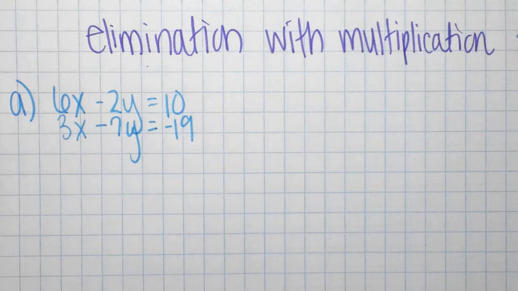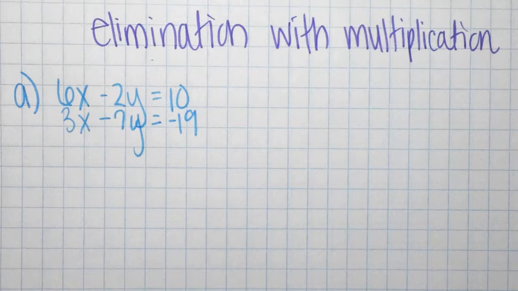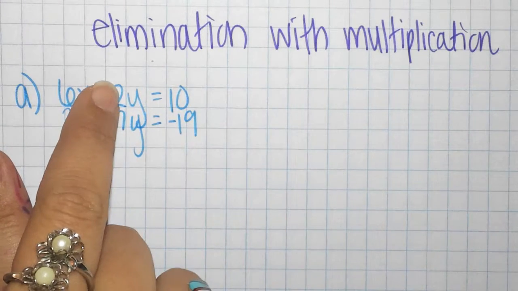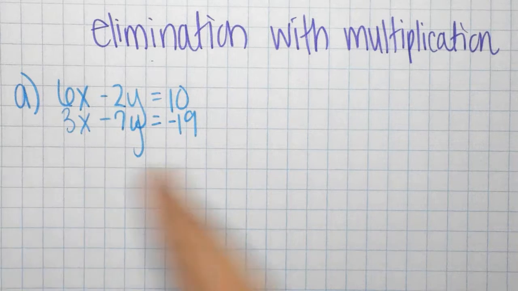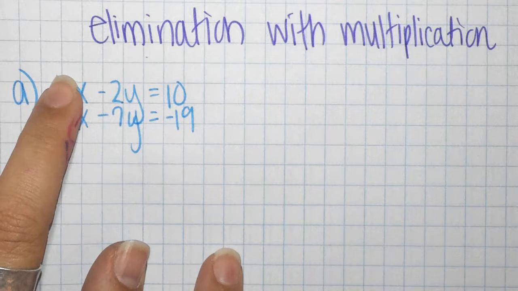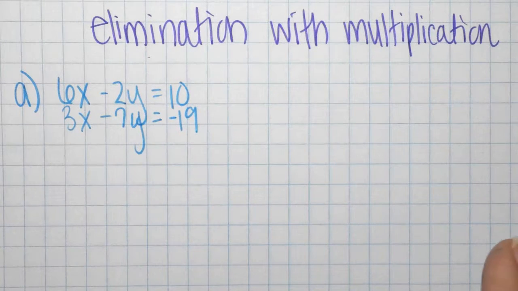Looking at this problem, we don't have matching coefficients on either variable, correct? Nope. So we need to figure out what variable we're going to eliminate. Can we turn 2 into 7? No, we can't multiply 2 by anything to get 7. Can we multiply 3 by something to get 6? What can we multiply by? 2. So, are we going to multiply the top equation or the bottom equation?